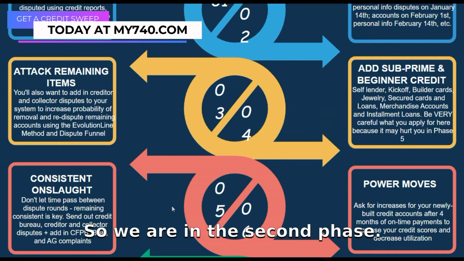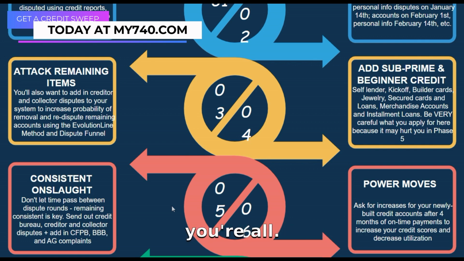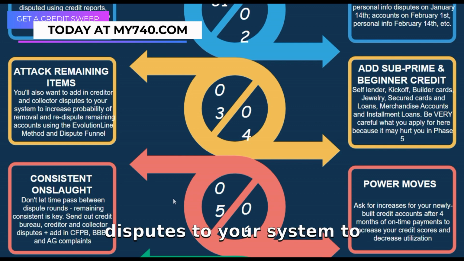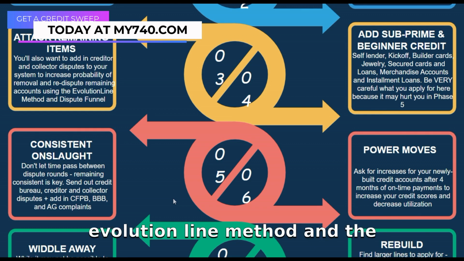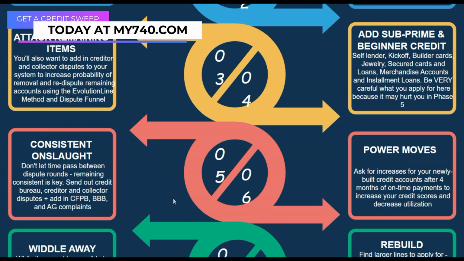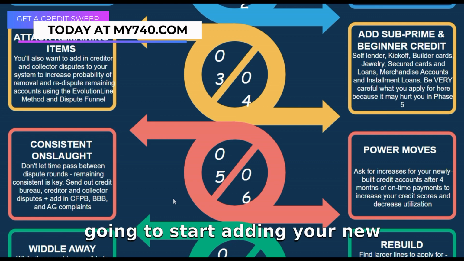So we are in the second phase, okay? You're attacking your remaining items. Now, you are also going to want to add in creditor and collector disputes to your system to increase probability of removal, and then redispute your remaining accounts using the evolution line method and the dispute funnel. And you can head down into the description to find those links, okay? Now, here is where you're actually going to start adding your new credit.